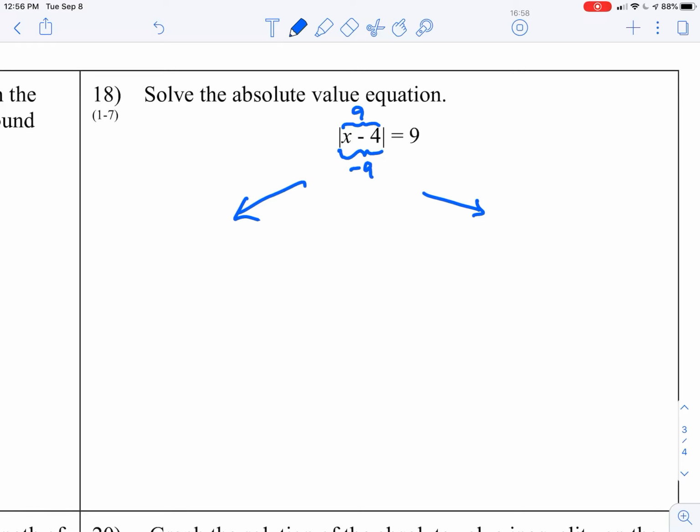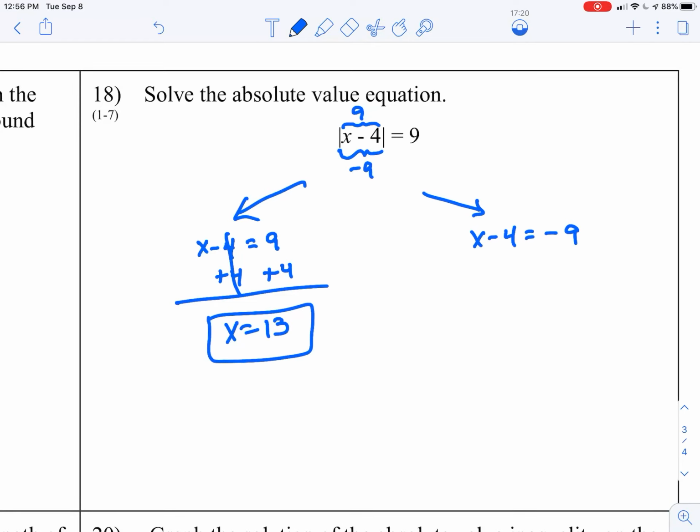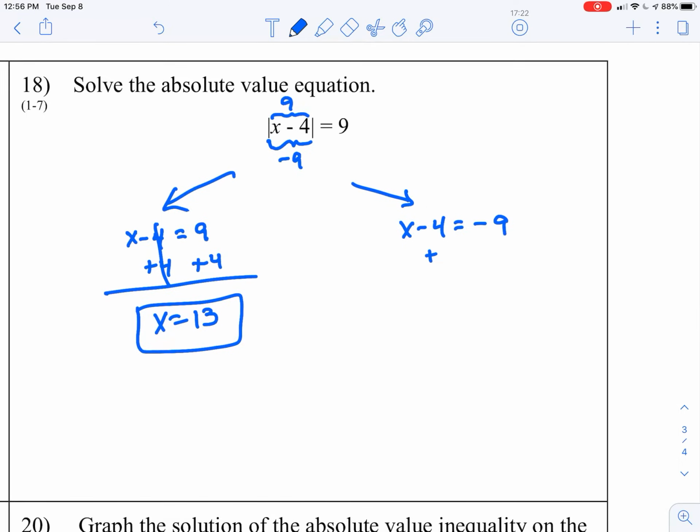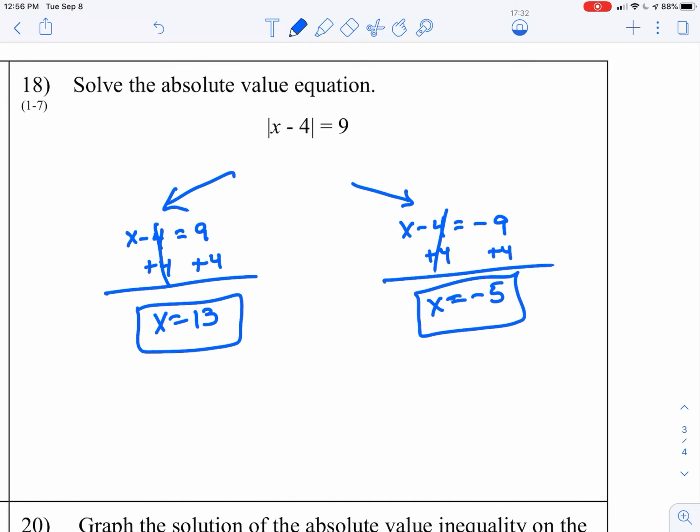I'm going to say X minus 4, which is on the inside, has to be equal to 9, or X minus 4 has to be equal to negative 9. Once I figure those out, then X should satisfy my equation up there. So let's figure out our solutions. Okay, so I have X equals 13, and we're going to check that in just a minute to see if it's really true. And I have X equals negative 5. Now I'm going to plug those back in up here.